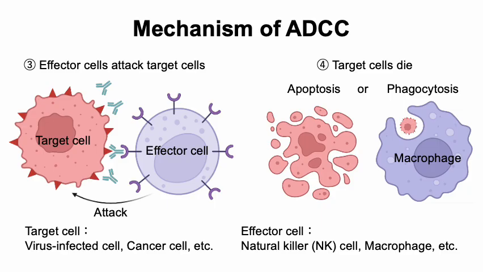So, how exactly does the target cell die? There are two main outcomes, apoptosis or phagocytosis. This depends on which effector cell is involved. Here is an example of phagocytosis. If the effector cell is a macrophage, it engulfs and eats the target cell.